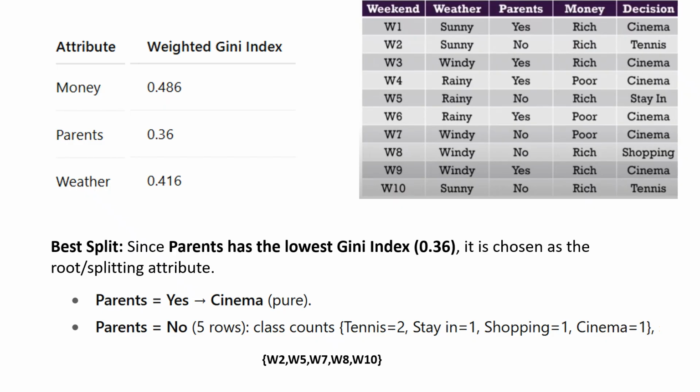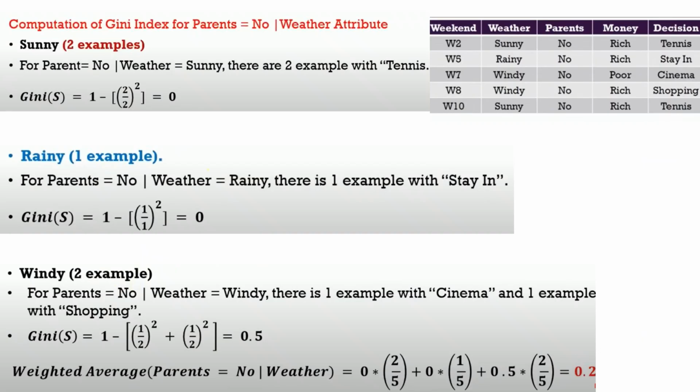So if parent has been chosen as a root node, if the status is yes, it will lead you to the decision properly. So this particular node will be a leaf node. Next, if parents is no, we again get a total of 5 rows, but with a different decision: tennis, stay in one, shopping one, cinema one. So further we need to make a tree structure for this with the help of the Gini Index.